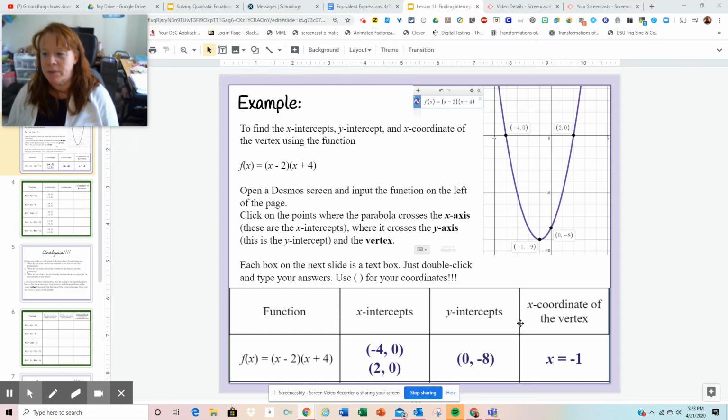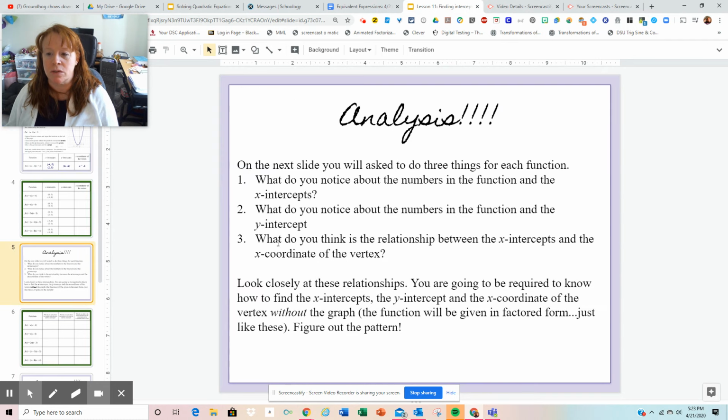All right, guys, I'm going to talk about the x-coordinate of the vertex this time. We're going to take a look at what we do with these numbers. This is the analysis part. What do we do with these numbers to figure out what this number is? That was what we were asked to do on number 3 right here.